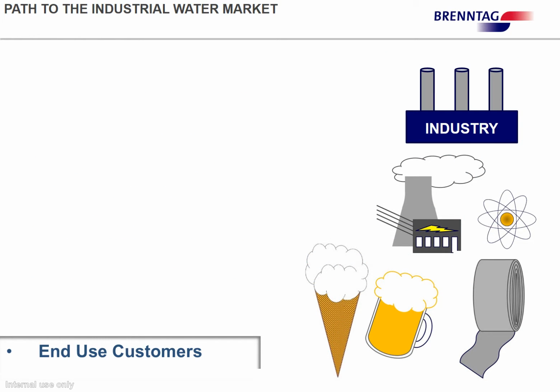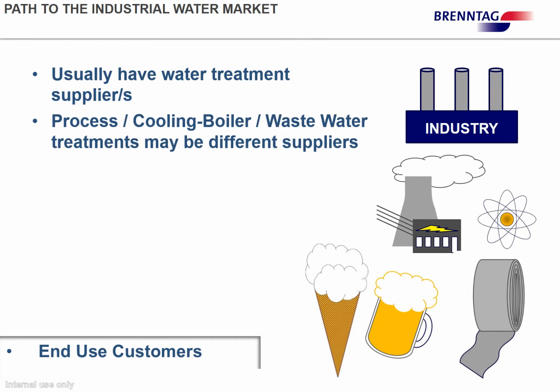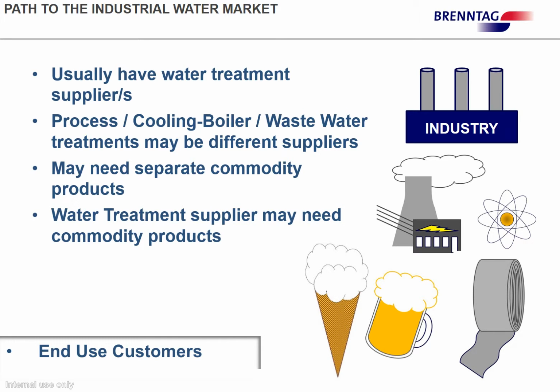And then lastly, the end-use customers. They usually will currently have a water treatment supplier or suppliers. They may have someone for their boiler cooling and a different company for their wastewater. Again, they may have 3 different companies in this case, something for process, for boiler cooling, and also wastewater, or a variety of different setups within the company. They may need to have products purchased separately, their commodities purchased separately. And the water treatment company may also need commodity chemicals.